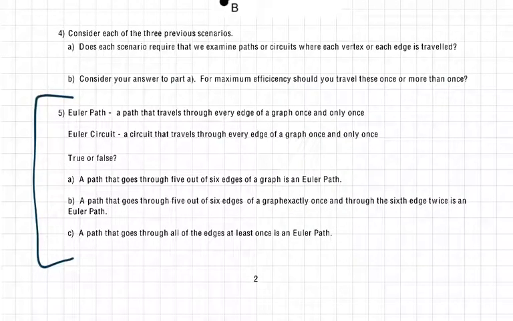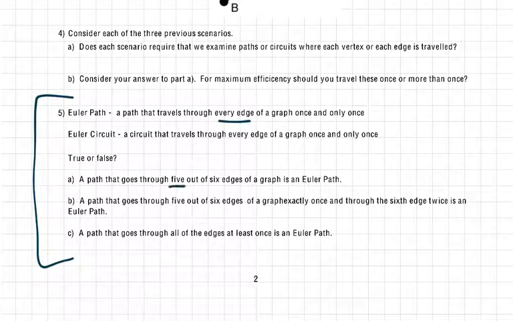Before we address that, though, I want to make sure that we go over a couple of true or false situations, to make sure we truly understand what an Euler path and an Euler circuit are. Remember, an Euler path is a path that travels through every edge of a graph once and only once. And an Euler circuit is a circuit that travels through every edge of a graph once and only once. So based on that, true or false, a path that goes through 5 out of 6 edges of a graph is an Euler path. Well, it has to go through every edge in order to be an Euler path.